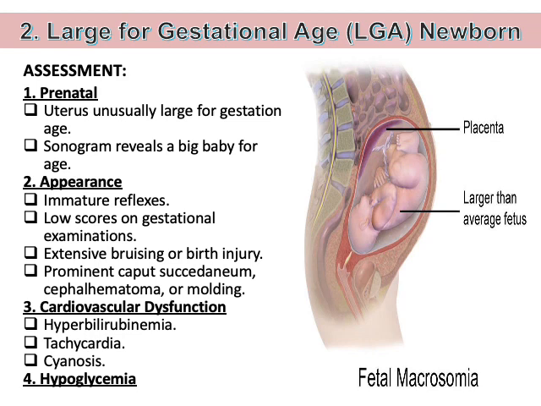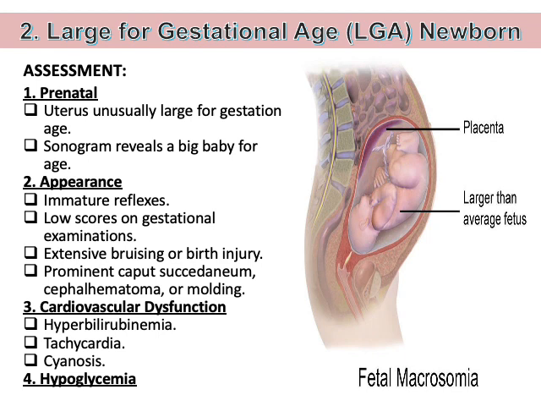There may be low scores on gestational exams, such as the Ballards and the APGAR. There could be extensive bruising or birth injury because the baby is big, especially when he or she passes through the vaginal canal. And there could also be prominent caput succedaneum, cephalhematoma, or molding.